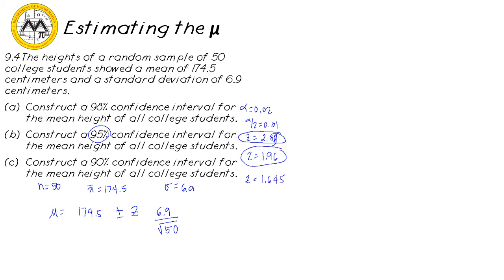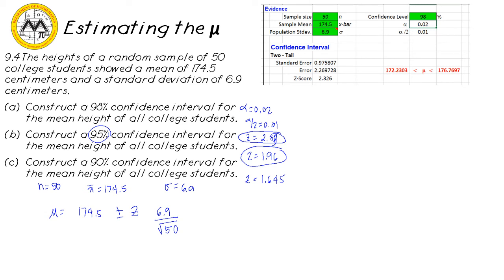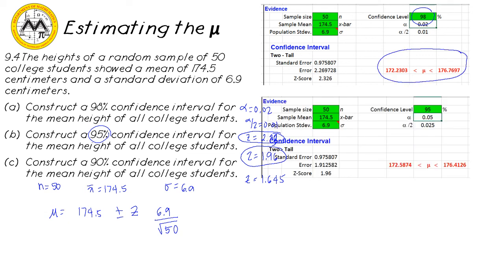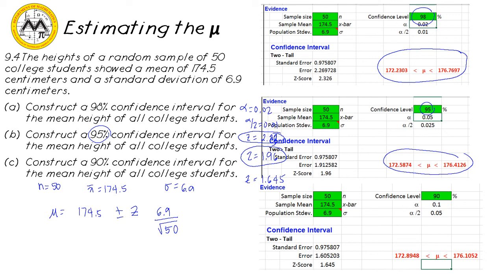Plugging in your values, when n is 50 and the confidence level is 98%, we have 172.23 to 176.77. Decreasing that to 95%, you have 172.58 to 176.41. And if you want to be 90% confident, you have 172.89 to 176.105. So what's the interpretation for this one?